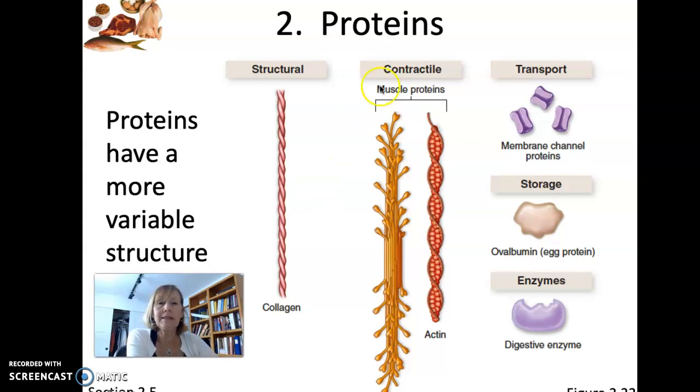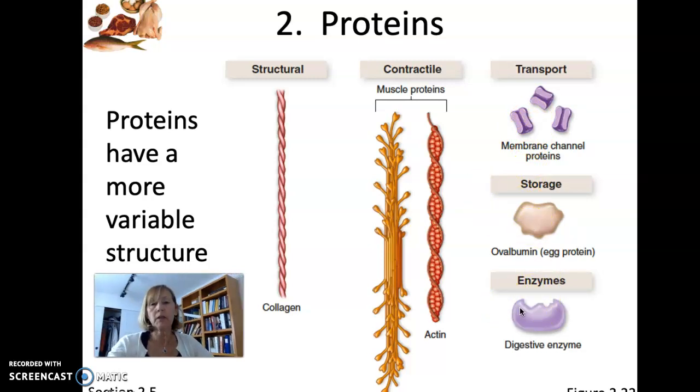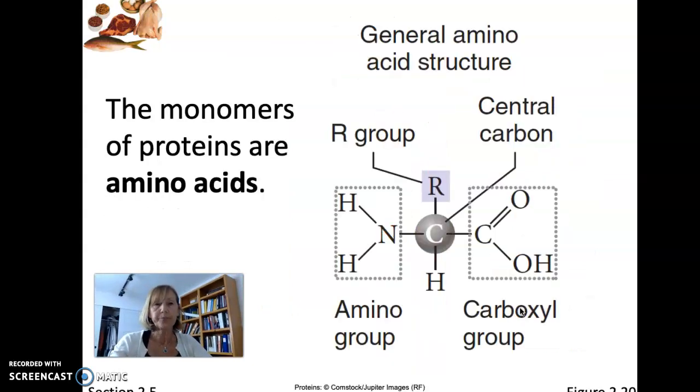It could be something like a contractile protein. These are muscle proteins that are allowing the muscle to contract and to relax. It could be one that is in charge of transport through a cell or storage, or they could be enzymes. So the variability of these molecules is huge.